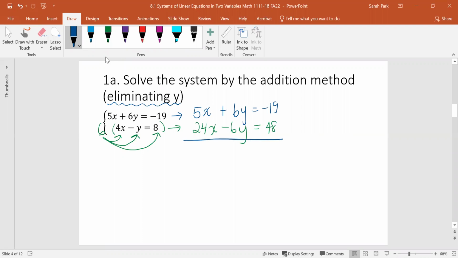And now we're going to combine the two equations together. If you have 5x, you add 24x, you get 29x. 6y and -6y cancel each other out, right? We've eliminated the y. That's what we wanted to happen. And we add -19 and 48 together, we get 29. Now we can solve for x by dividing both sides by 29. We get x is equal to 29 divided by 29, which is 1.